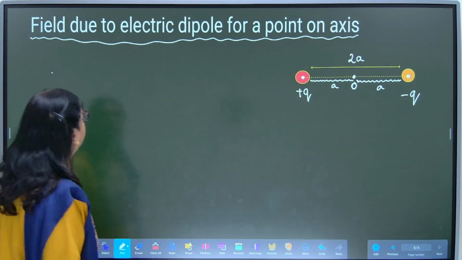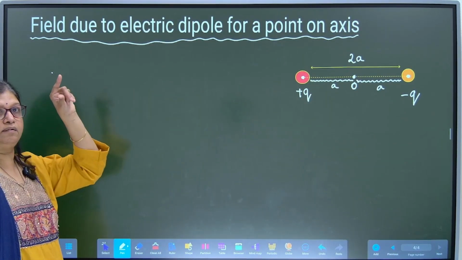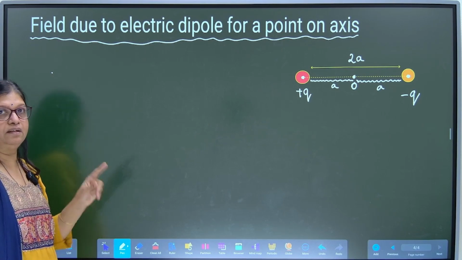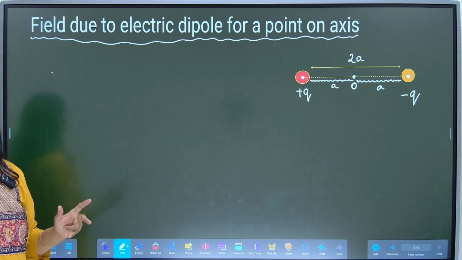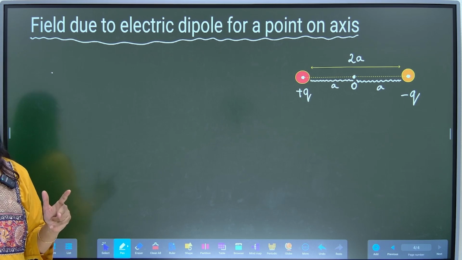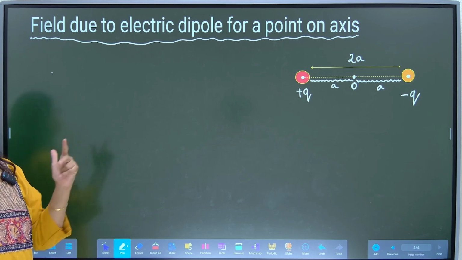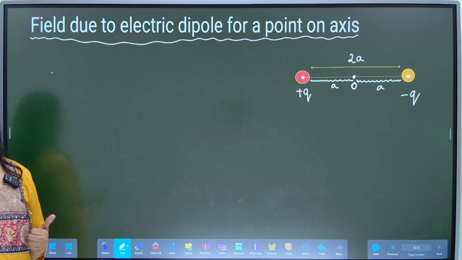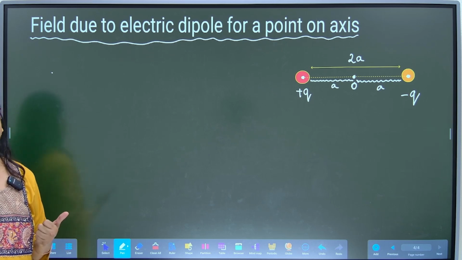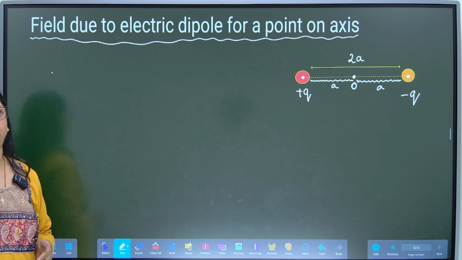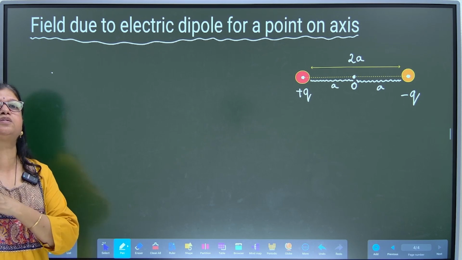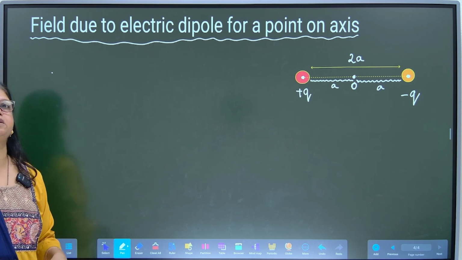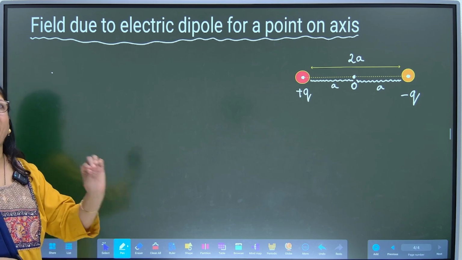So now we go to the first derivation, actually speaking, of the chapter. The other two concepts which we learned were definitions. This is a derivation using those definitions or the law. Coulomb's law we use, superposition principle we use. Same thing we are going to use here also. We are going to use Coulomb's law here also for the electric field. We are going to use superposition here also to add up the electric field.